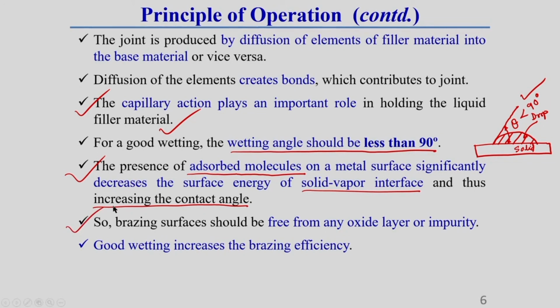So, during brazing, the surface should be free from any oxide layer or impurity. This impurity can be residue of flux, that is called slag, or it can be residue of oxide. So, these impurities should not be there. Generally you should keep it in mind, good wettability is the main requirement of filler wire for brazing purposes. Good wetting generally increases the brazing efficiency. These things you should also keep in mind.